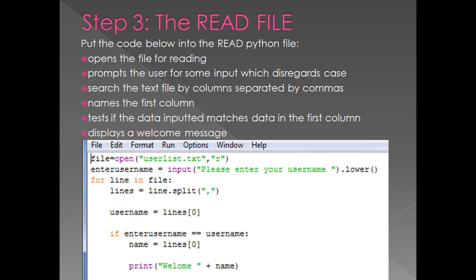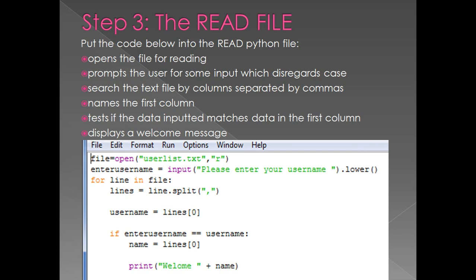It then uses a for loop to look for where the lines are divided. In this case, we're going to divide the lines by commas. It then assigns you the username column, the first column, line zero. We then have a simple if statement. If the two things match, then that column is called name, and then we're going to print the username with the word welcome. If not, the file will close.